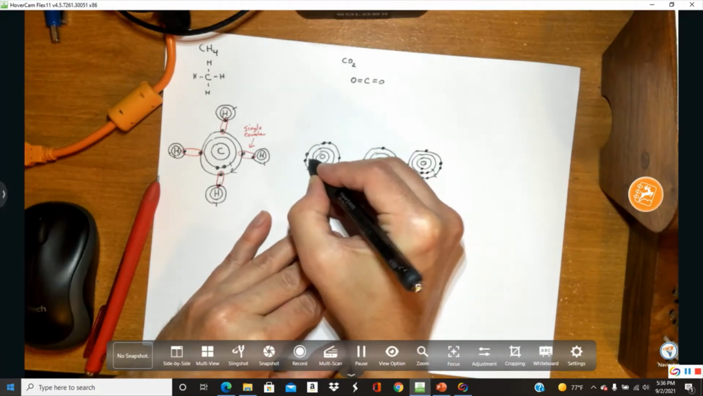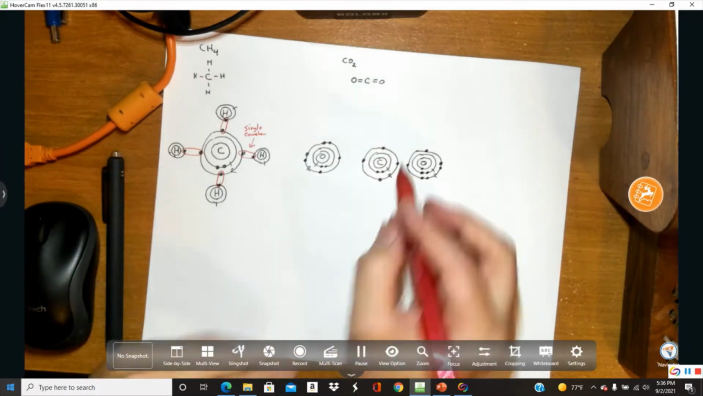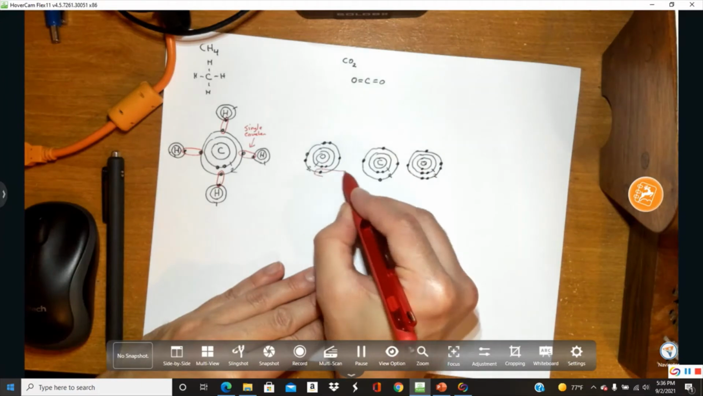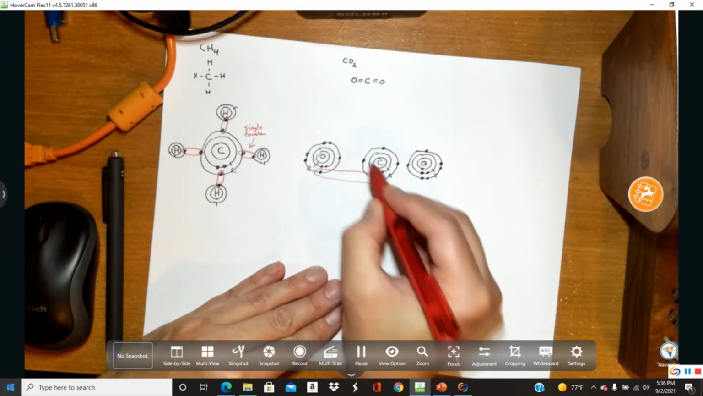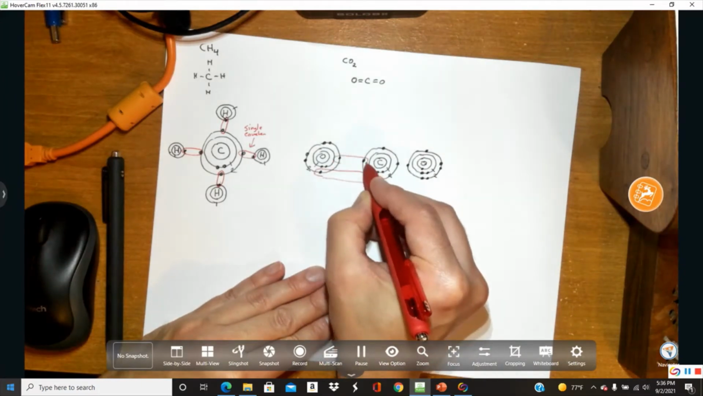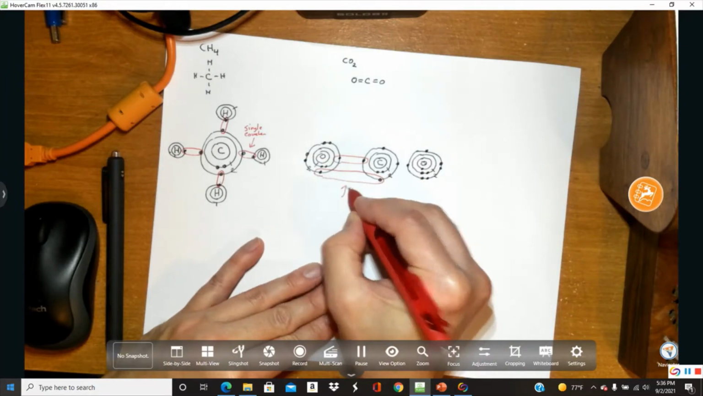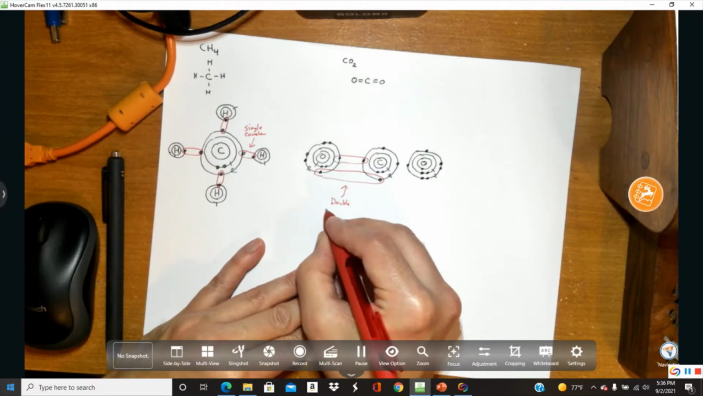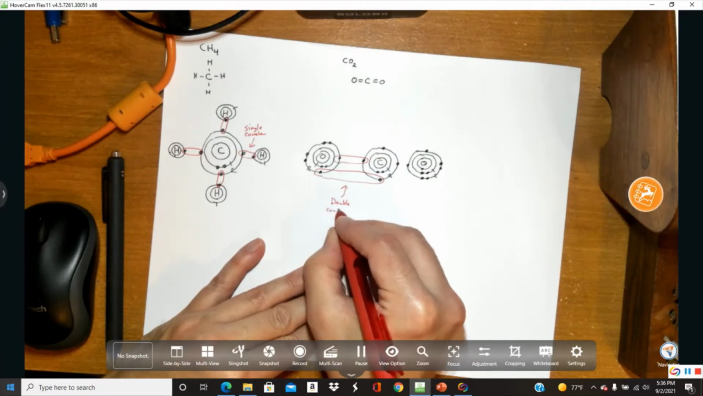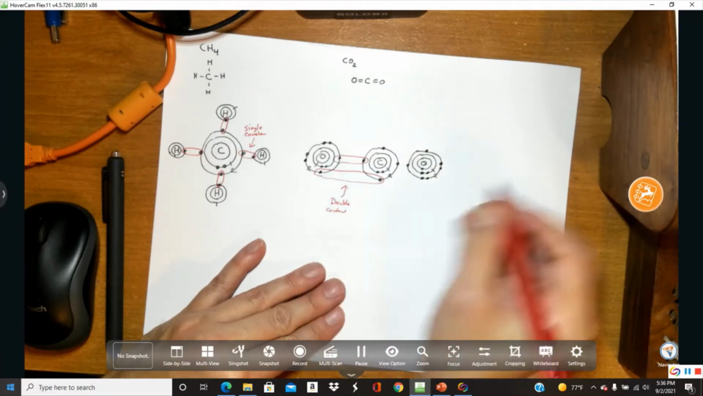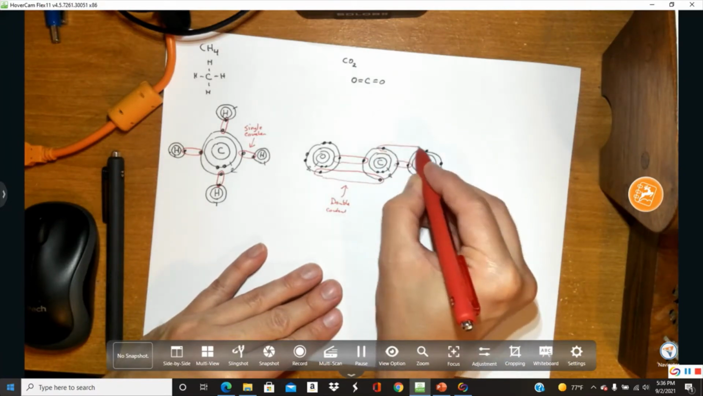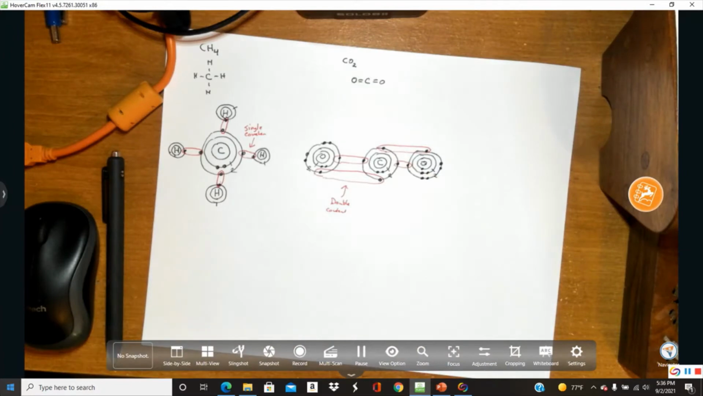And what we're going to do with those is let's form a covalent bond. Now, we can form a covalent bond here, and we can form a covalent bond here. And this is what is called a double covalent bond. And the same thing here, just flipped around a little bit right here, okay? And that's, again, a double covalent bond.